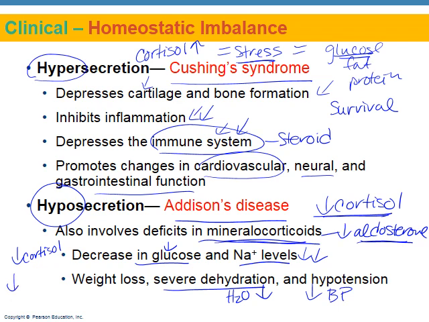So this second bullet really is aldosterone. The top one is cortisol, except for the sodium here. That also is affected by aldosterone. So if you have Addison's disease, it could be due to a deficiency in either one of these or both.